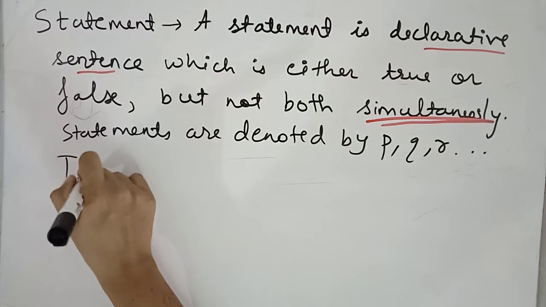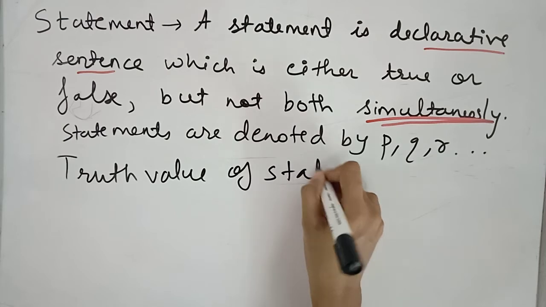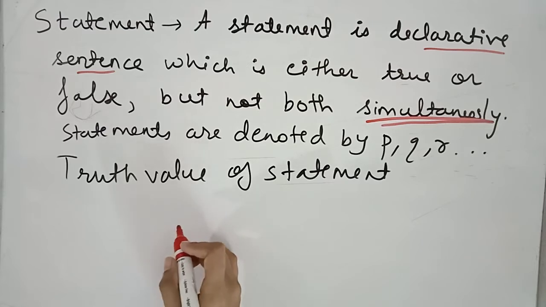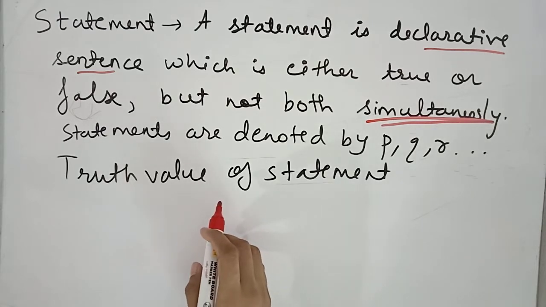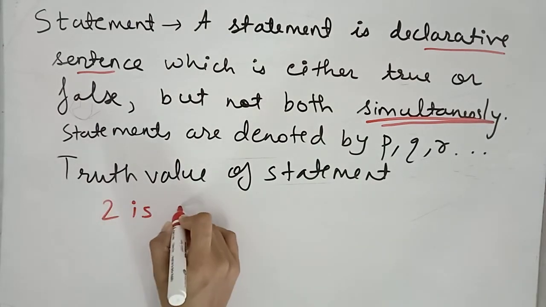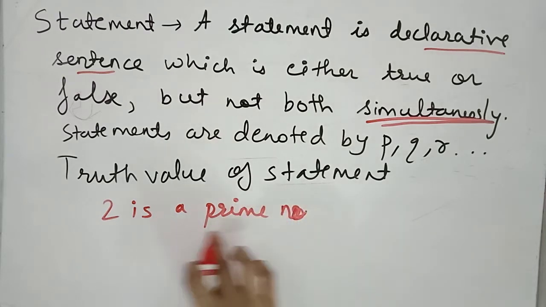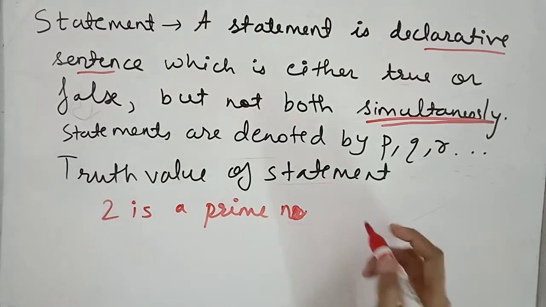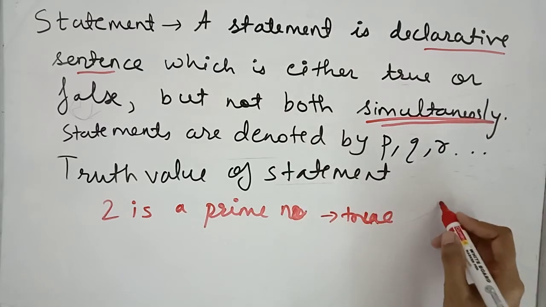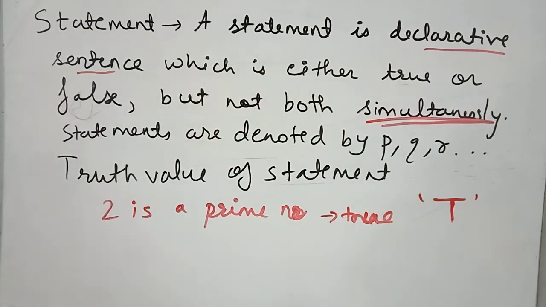Now let's see the truth value. Truth value of a statement. Truth value means if the statement is true, then its truth value will be true. For example, we have seen 2 is a prime number. This is a statement which is telling 2 is a prime number. So this is true. So its truth value will be true. That is T. It is denoted by T.